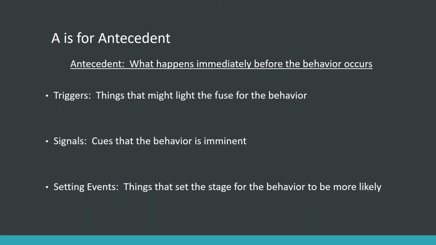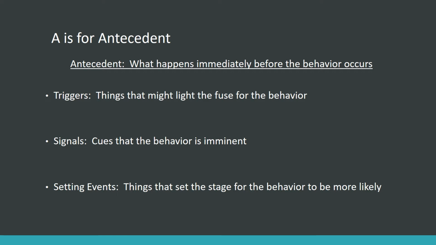And going back to the A for the antecedent, or what happens immediately before the behavior occurs. In strict behavioral terms, we would be looking at the immediacy before the behavior, so seconds to moments, and not really thinking about things before that happens. Because we are not doing this for any sort of advanced degree in behaviorism, we can look at things a little bit more generally and include triggers, signals, and setting events.